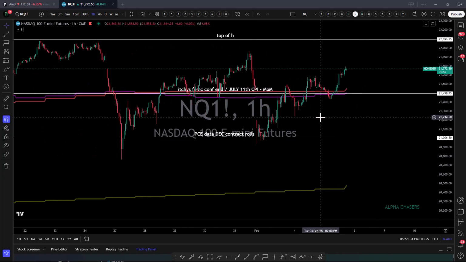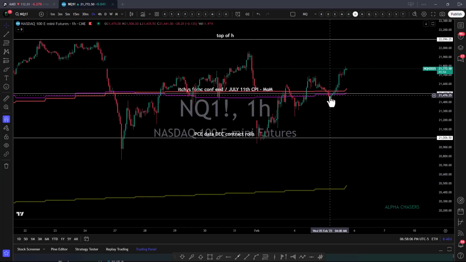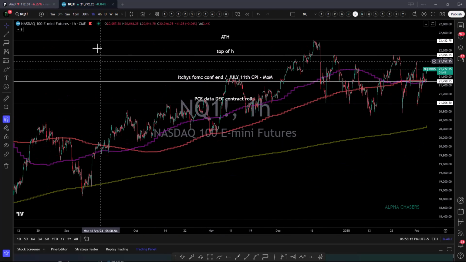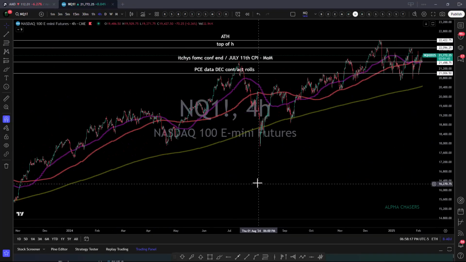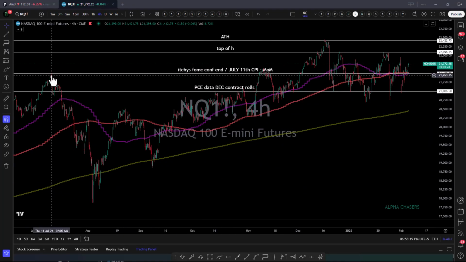We've gone over this ad nauseum. You have the peak VWAP in here, the election VWAP in here. You have the 55 and the 22, and you have Itchy's conference end, as well as the July CPI month-over-month level, and I'll show you that real quick so that you can see those levels in here and see where they are.